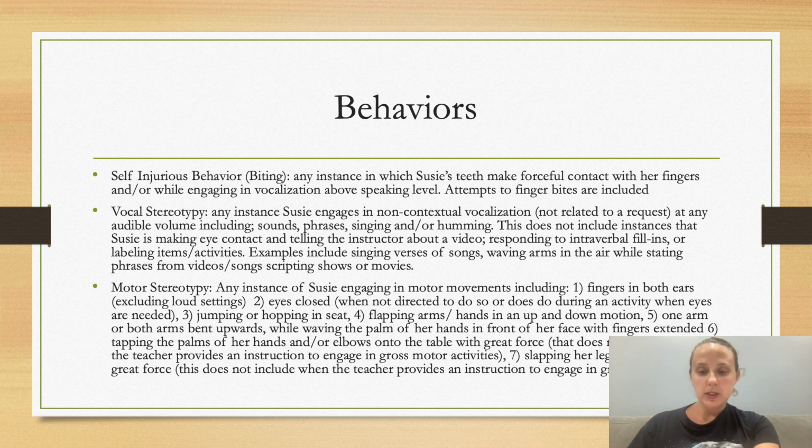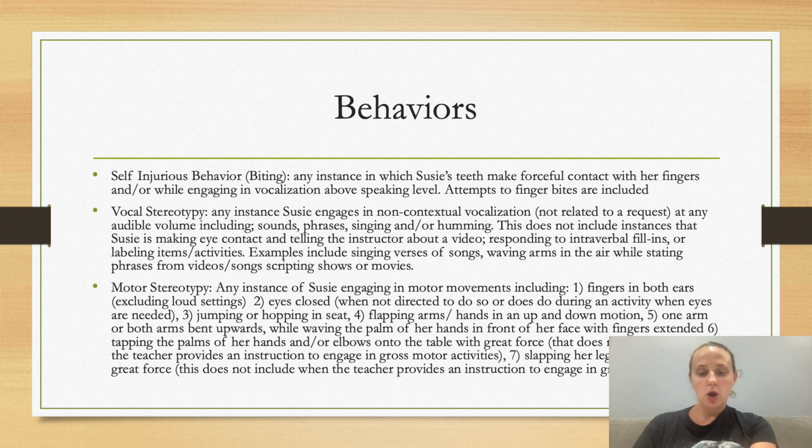The behaviors that we see with Susie are self-injurious behaviors, which is considered biting. It's any instance in which Susie's teeth make forceful contact with her fingers and/or while engaging in vocalization above speaking level. Attempts to finger bite are also included. We have vocal stereotypy, which is any instance in which Susie engages in non-contextual vocalization. It's not related to a request, and any audible volume including sounds, phrases, singing, and/or humming. This does not include instances that Susie is making eye contact and telling the instructor about a video, responding to intraverbal fill-ins, or labeling items and actions.